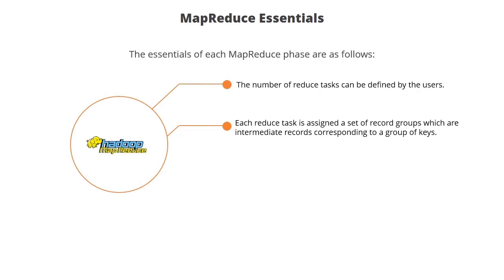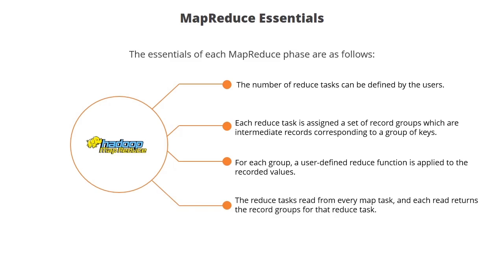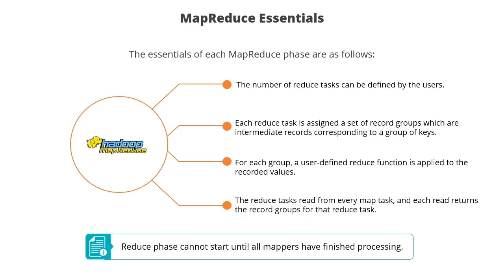Each reduce task is assigned to a set of record groups, which are intermediate records corresponding to a group of keys. For each group, a user-defined reduce function is applied to the recorded values. The reduce tasks read from every map task, and each read returns the record groups for that reduce task. Note that the reduce phase cannot start until all mappers have finished processing.